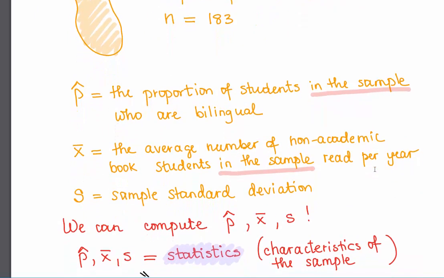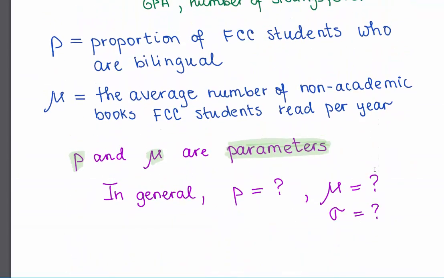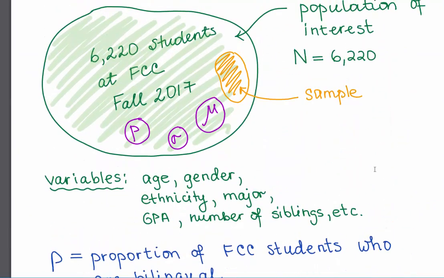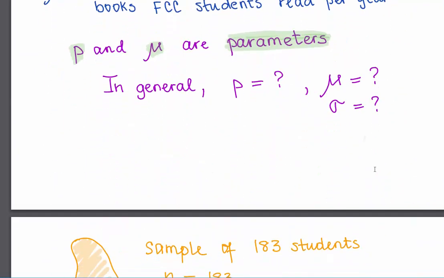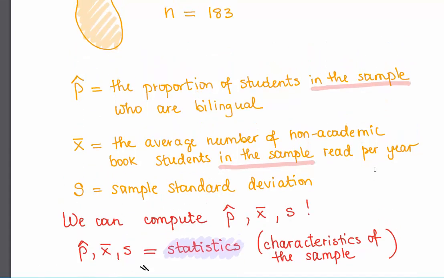All of these things we're going to call statistics. Each one of them is a statistic. p hat is a statistic. x bar is a statistic. s is a statistic. That's a characteristic of the sample. Are they basically saying the same thing, statistic and parameter? Yes and no: parameters are characteristics of the population, and statistics are characteristics of the sample.